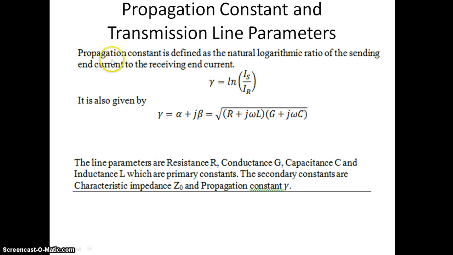Next, coming to the propagation constant, it is defined as the natural logarithmic ratio of the sending end current to the receiving end current. That is gamma equal to ln of Is by Ir, where ln stands for natural logarithm, and Is by Ir is the ratio of sending end current to receiving end current. It is related to the line parameters by square root of (R plus j omega L) into (G plus j omega C). The line parameters, resistance, conductance, capacitance and inductance, are called the primary constants. The secondary constants are the characteristic impedance Z0 and the propagation constant gamma.